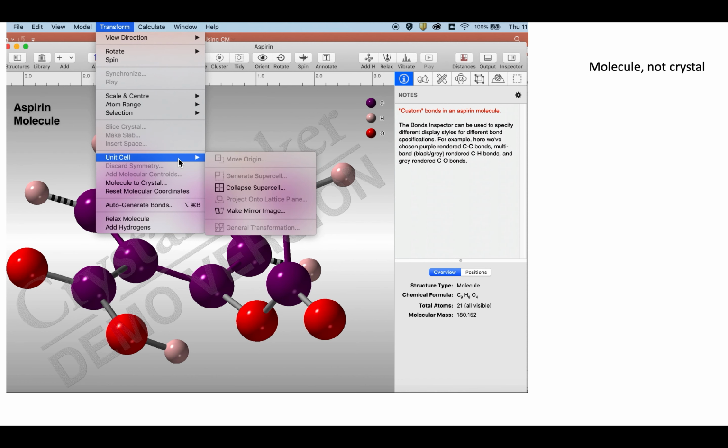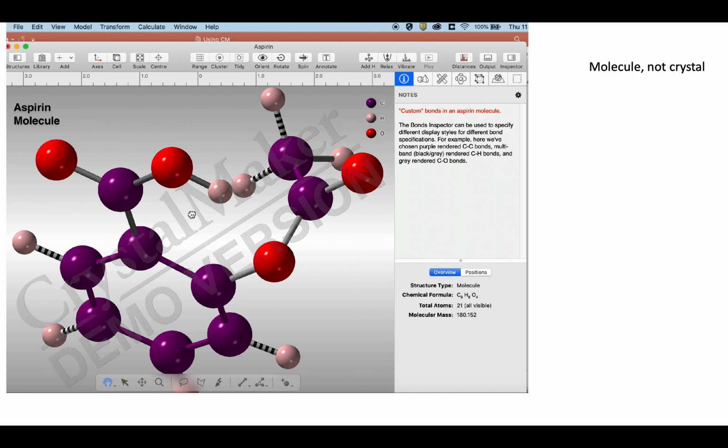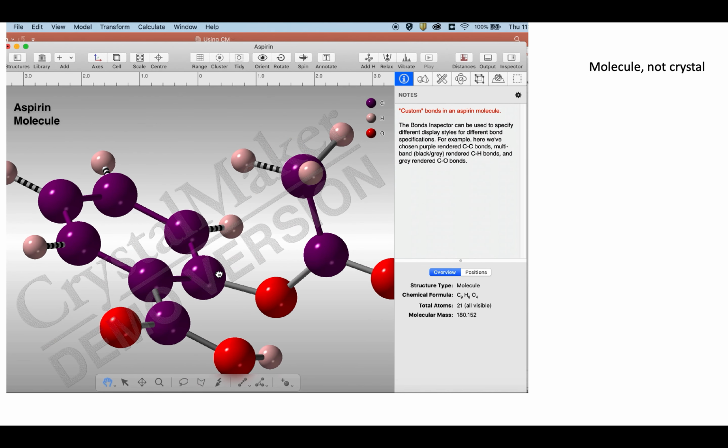If you try to take this and generate the unit cell, it doesn't give you that option. The program does not have the data in this. It's just showing the XYZ representation of the molecule itself. So in a way, if it's listed only as a molecule, it doesn't have as much complete information.